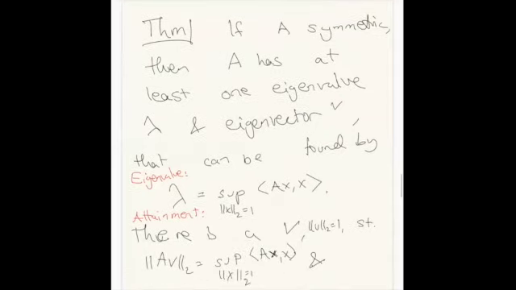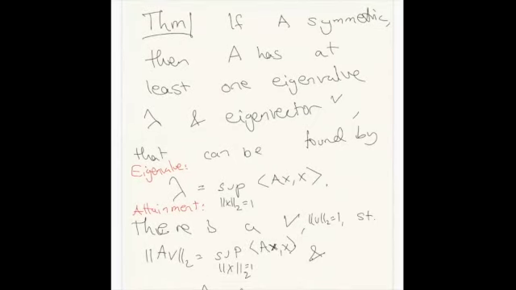Okay, so now we get to state our theorem. Principal component analysis requires computing eigenvalues. How do you find eigenvalues? How do you prove that they exist? Well, as a crucial step of many such proofs, one has to prove that if you have a symmetric matrix A, then A has at least one eigenvalue lambda and a corresponding eigenvector v, and that these can be found by a maximization problem.